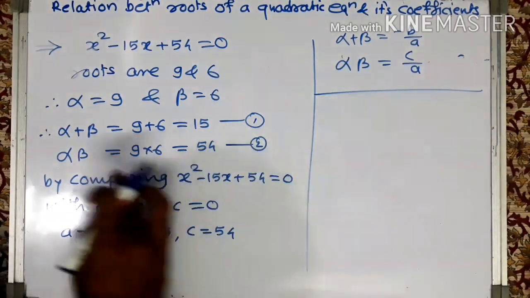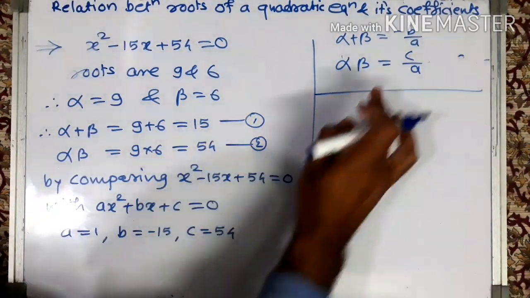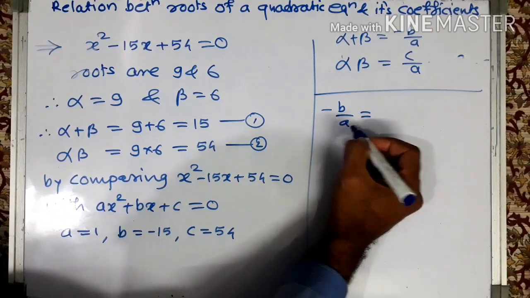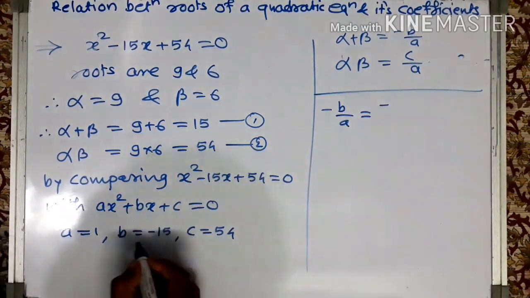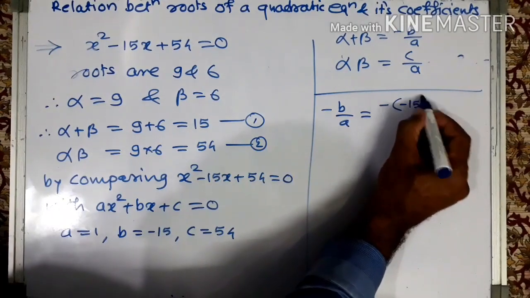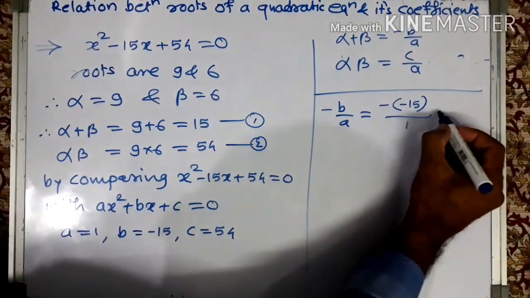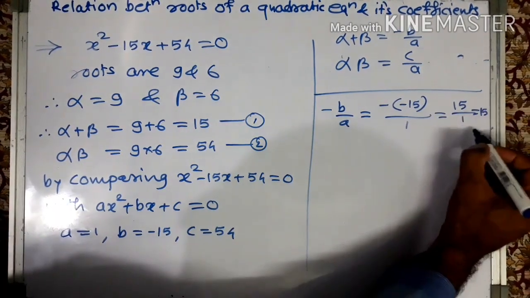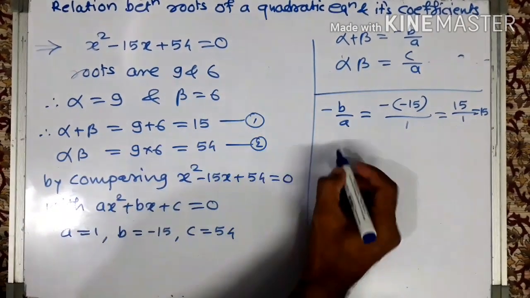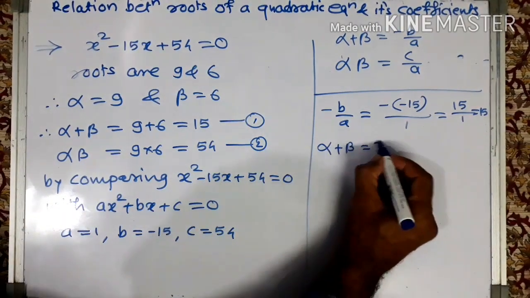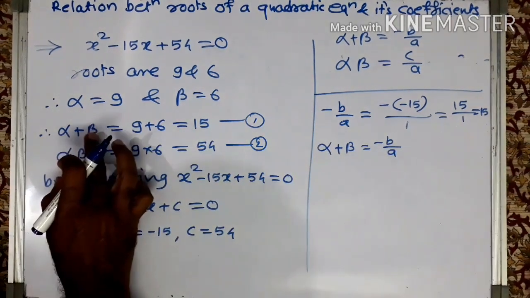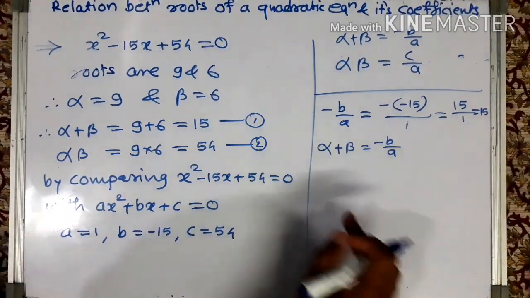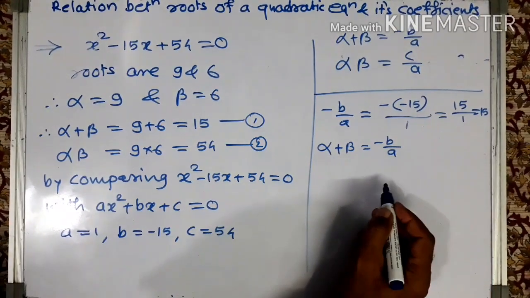Now value of alpha plus beta is 15, so minus b upon a equals to minus value of b, minus 15, upon value of a, 1, minus minus plus 15 upon 1, that means 15. From 1, alpha plus beta equals to minus b upon a. Value of alpha plus beta is 15 and value of minus b upon a is also 15. That means alpha plus beta equals to minus b upon a.